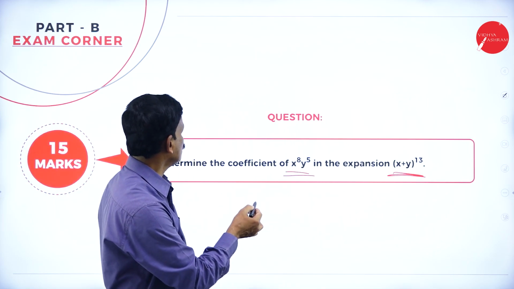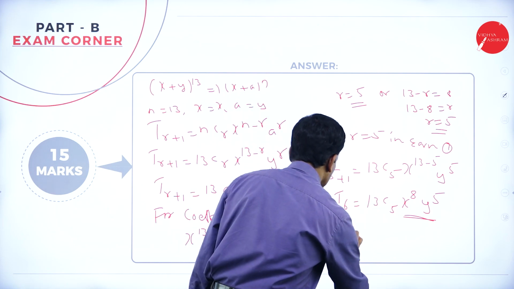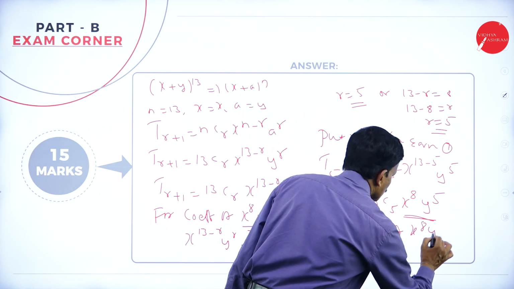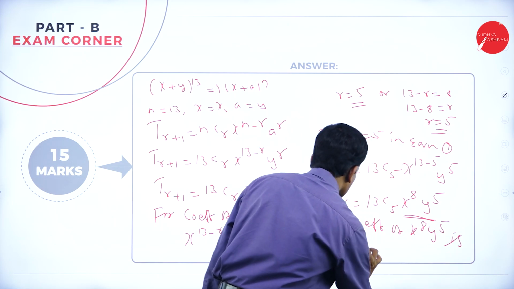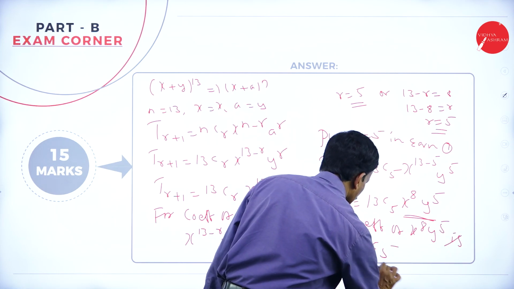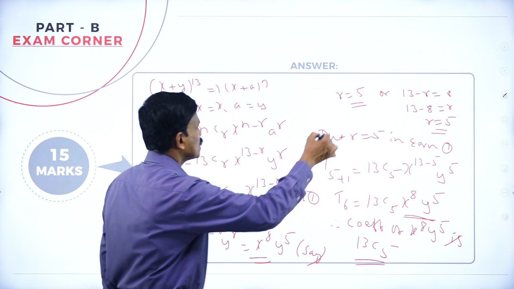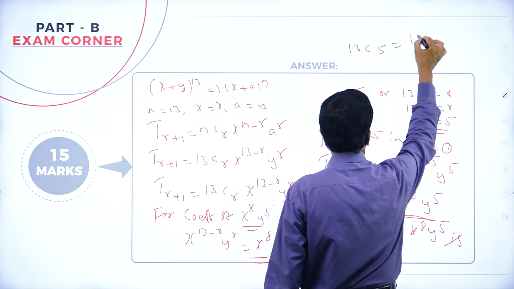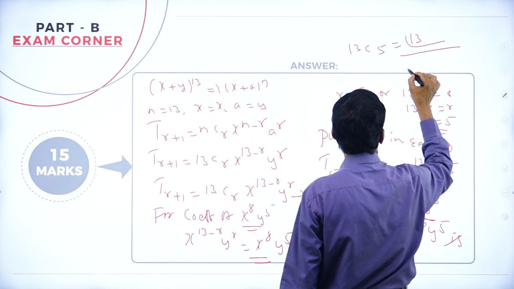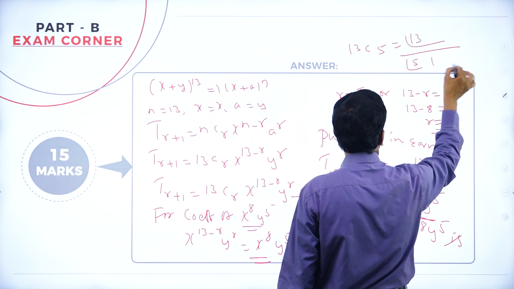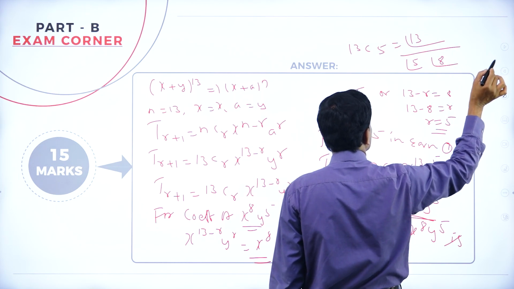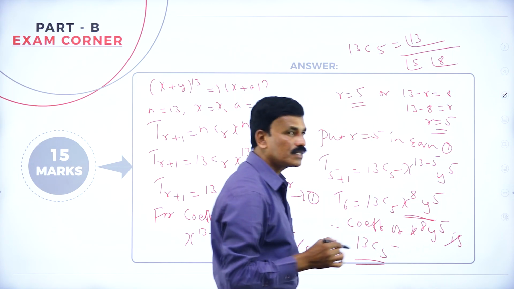X raised to 8 and y raised to 5. So, this is the coefficient. Therefore, the coefficient of x raised to 8 and y raised to 5 is 13C5. If you want, you can simplify this. 13C5 can be written as 13 factorial divided by 5 factorial into (13 minus 5), which is 8 factorial. If you simplify, you will get the answer.